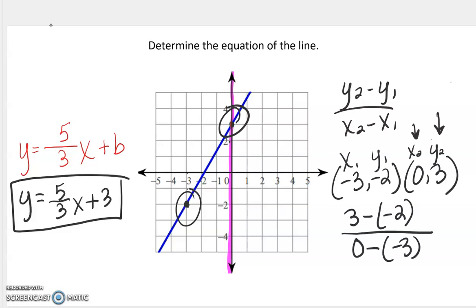So 3 minus a -2, you're actually going to add these. It's going to be a 5, and then it's the same thing. Look at that. It came out the same. 5/3.